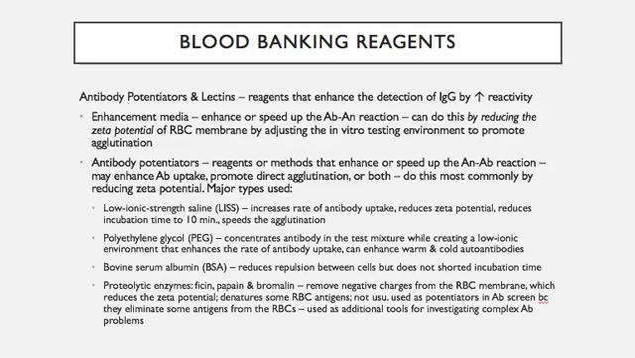Okay, antibody potentiators and lectins. These are commercially available reagents that enhance the detection of IgG by increasing their reactivity. So we have enhancement media. These are reagents that enhance or speed up the antibody antigen reaction. It does this by a couple different methods, either by reducing the zeta potential of the red cell membrane or by adjusting the in vitro testing environment to promote agglutination. And then we have antibody potentiators. These are reagents or methods that enhance or speed up the antigen-antibody reaction. It could enhance antibody uptake, promote direct agglutination, or both. This also is done most commonly by reducing the zeta potential.